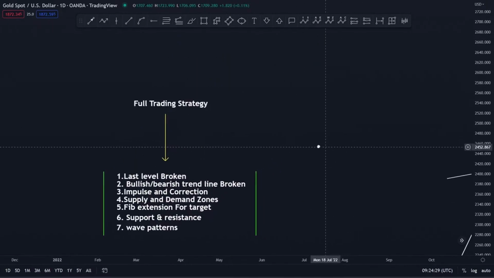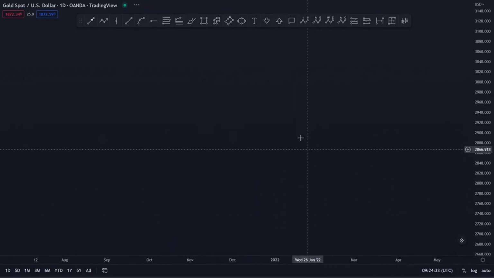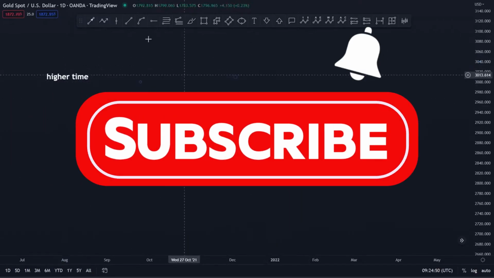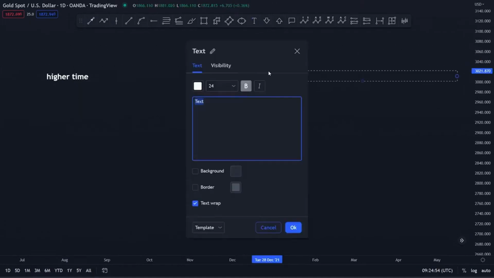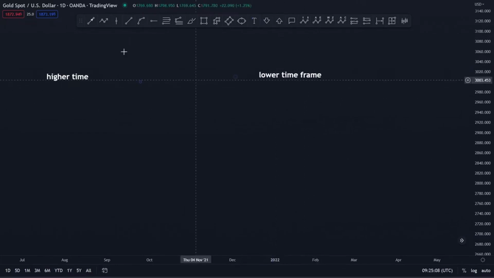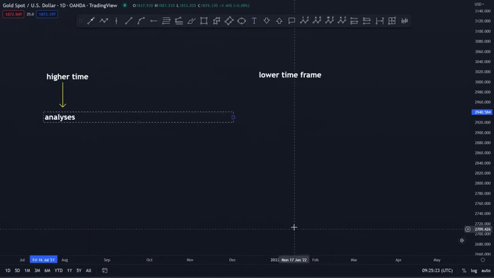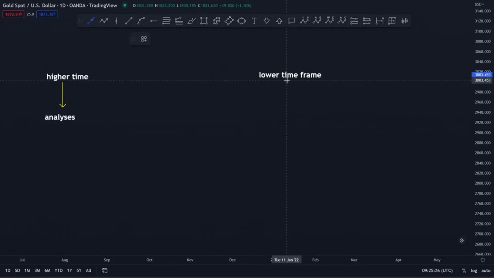Another thing before we move on is that you need to understand time frames. So let's do the time frames from the higher time frame. We have the higher time frame on this side, and then we have the lower time frame on this side too. The higher time frame is where we are going to do the analysis. Then on the lower time frame is where we are going to do our entries.